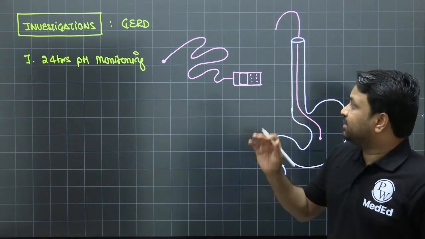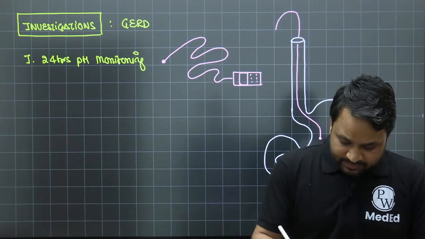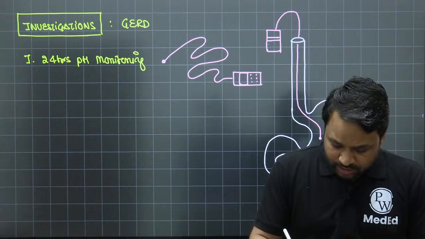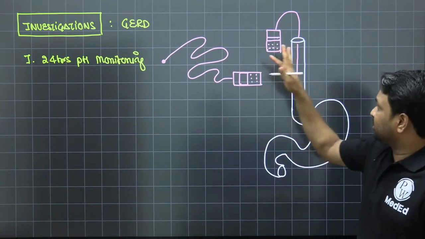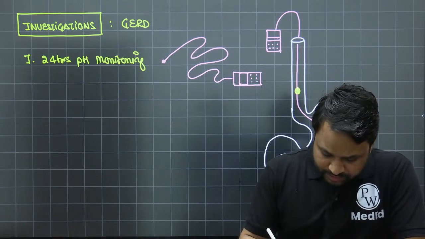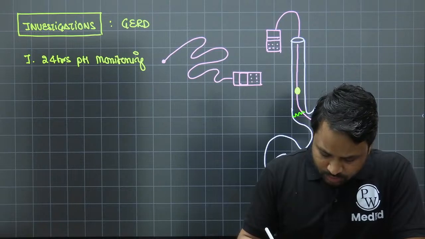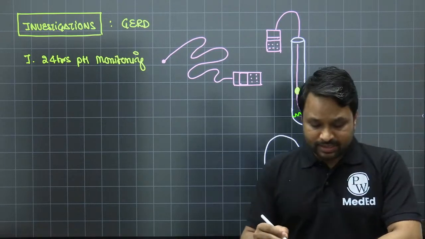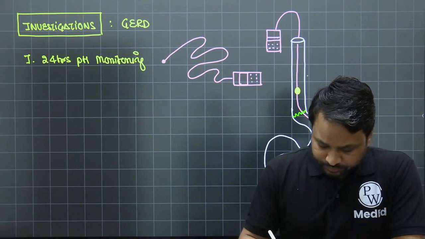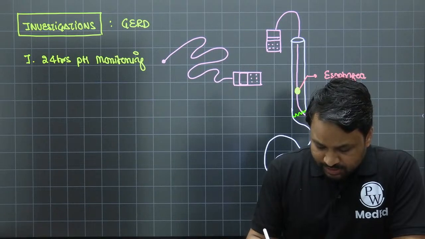Now you need to understand that this pH probe is connected with a device which is here. This device is usually capable of measuring the pH fluctuation that happens inside this part. There are two sensors present. One is an esophageal sensor. Another one is the gastric sensor, and I'm hoping this is your gastroesophageal junction, right? So there are two sensors in a 24 hours pH monitoring. The first sensor that you have here is what we call the esophageal sensor.